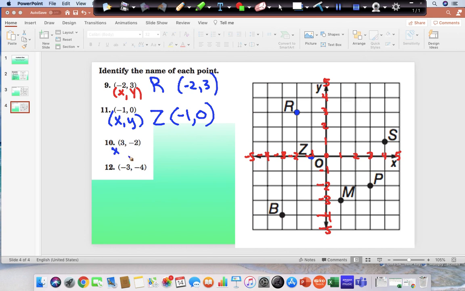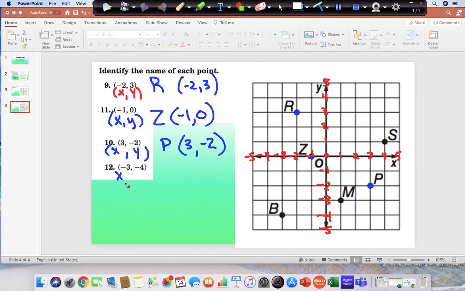Number 3, our x coordinate is 3. Sorry. Yes, it is 3. This is technically number 10. And then our y coordinate is -2. So we're going to start at 0, 0, and then we're going to go to +3. And then our y coordinate is -2, which means we need to go down 2 to get to our y coordinate. And that's going to be letter P. Letter P is at +3, -2.